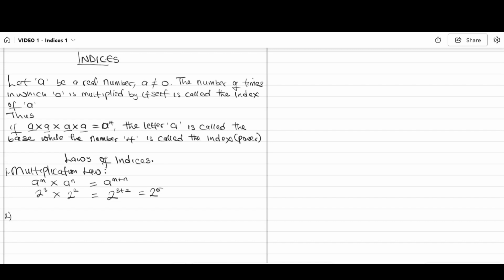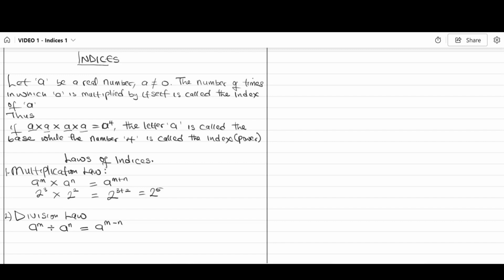The second law we have is known as the division law. The law states that when dividing two numbers with the same base, you subtract their powers. So for example, if I have A raised to the power m divided by A raised to the power n, I'm going to have A raised to the power m minus n. So the law states that if we have the same base dividing themselves, then you subtract their powers.